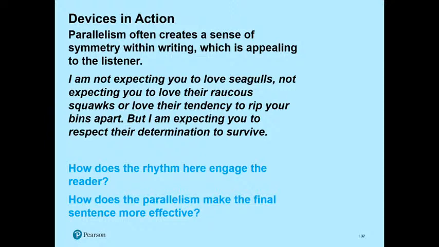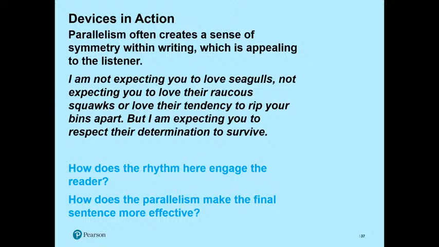Okay, and you can see this idea of the not expecting, not expecting, not expecting, but I am expecting. And actually what we then have is, by moving slightly away from that parallelism to the I am expecting you, it makes that final sentence stand out much more dramatically.